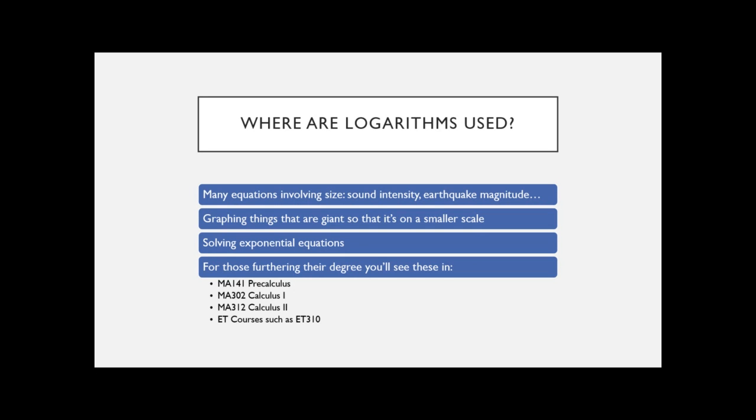Solving exponential equations, you use a logarithm to undo the exponent. So that's where you use its inverse property, so that you can take something in the exponent out of the exponent and start solving.